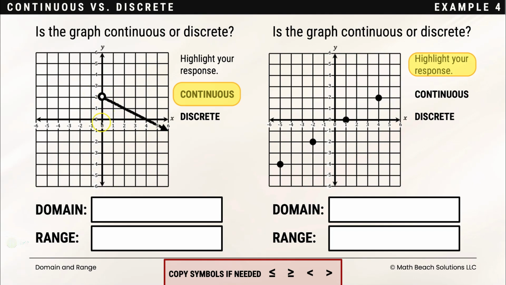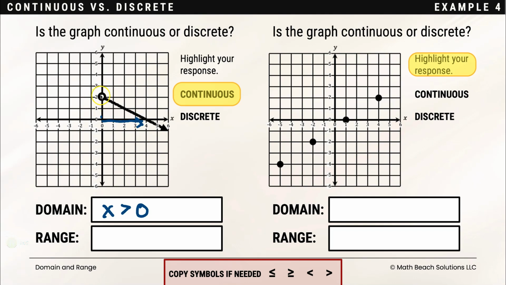Our domain values, or x values, start at 0, but don't include 0 because there is an open dot, and continue indefinitely to the right. So our domain is x is greater than 0.